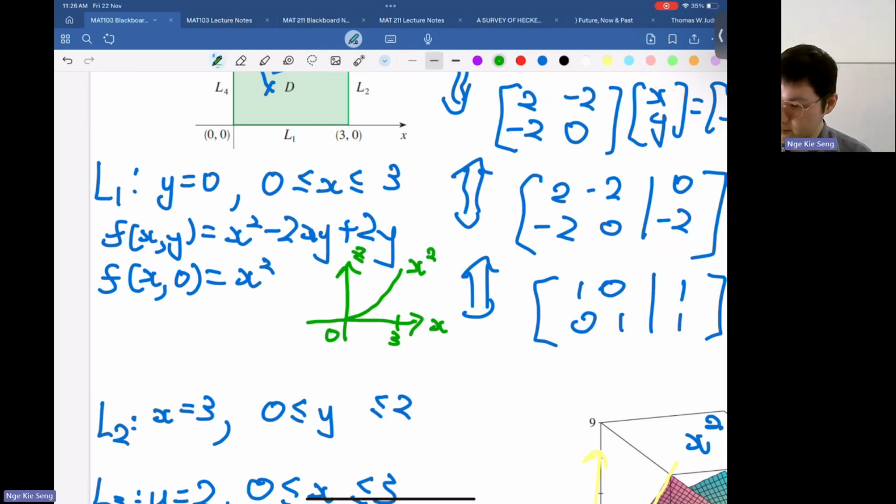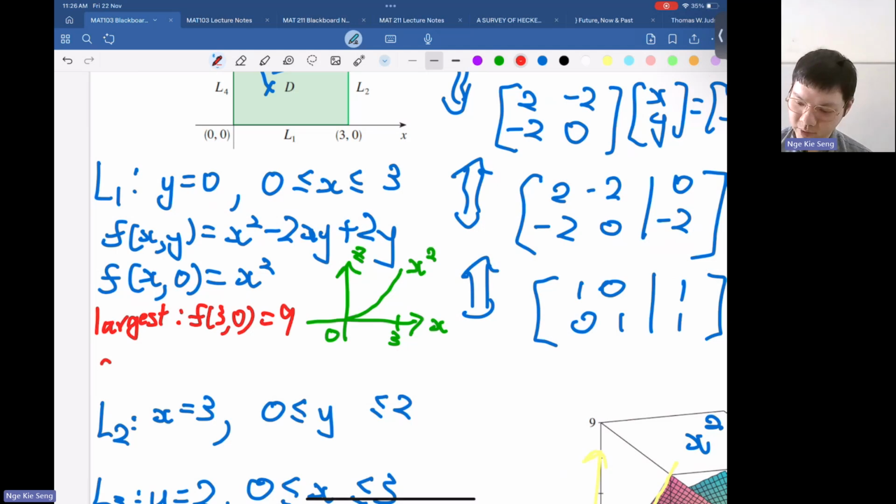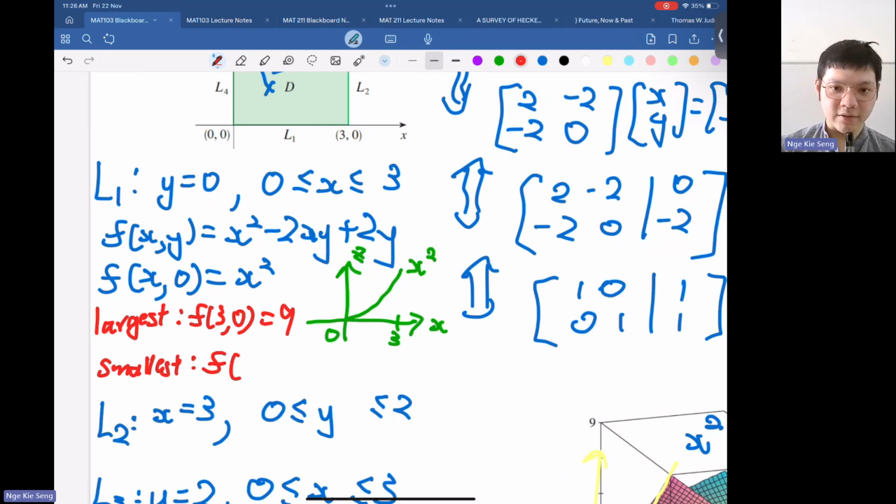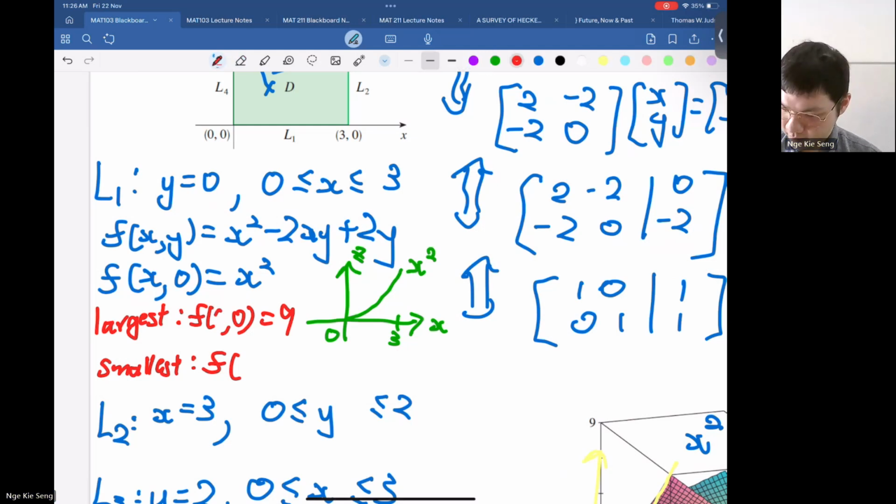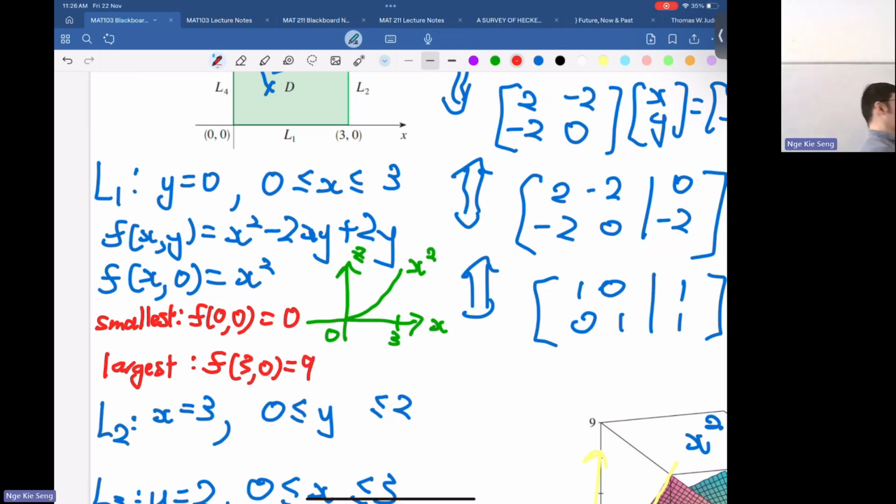So the largest happens at 3, 0. And then the smallest happens at... 我抄错了，等一下，等我一下。At 0, 0, this is a minimum, the smallest. And then the other one is at 3, 0, which is 9. Okay? 看得出吗？最高跟最低的点，我这个方程。In general，你怎样找啊？这个问题其实 is a calculus one question.